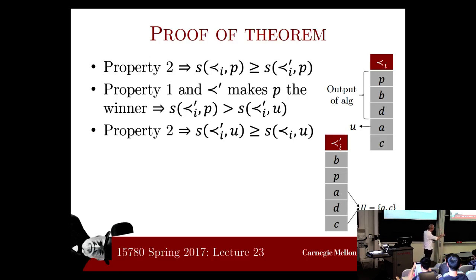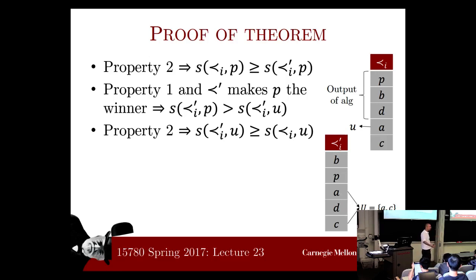But again, we have the property that the set of alternatives ranked below small u in this ranking is a superset of the set of alternatives ranked below small u in this ranking, which is exactly capital U. And therefore, by the second property, we have that the score of u in this ranking is at least as high as the score in this ranking.